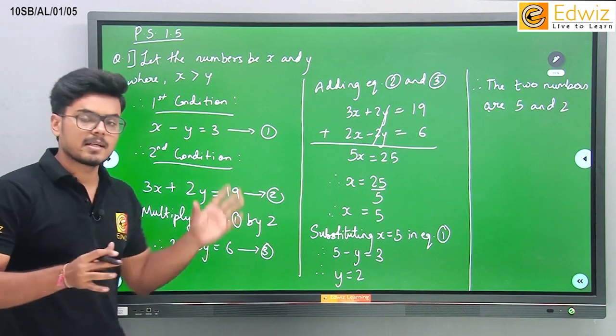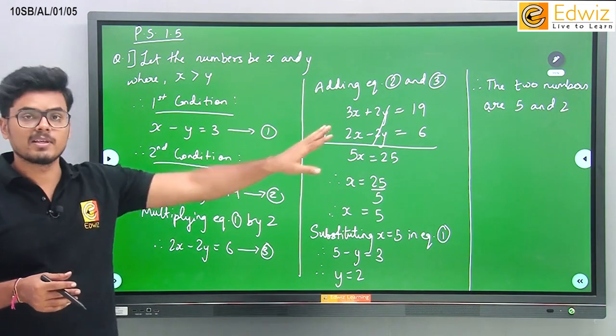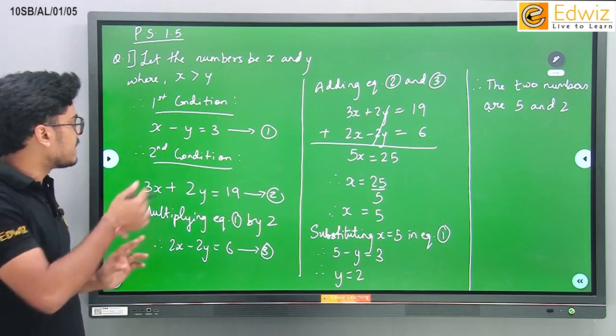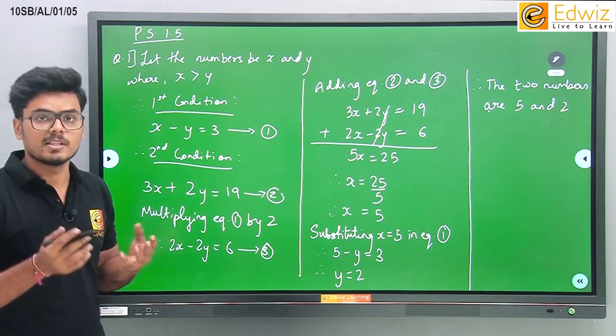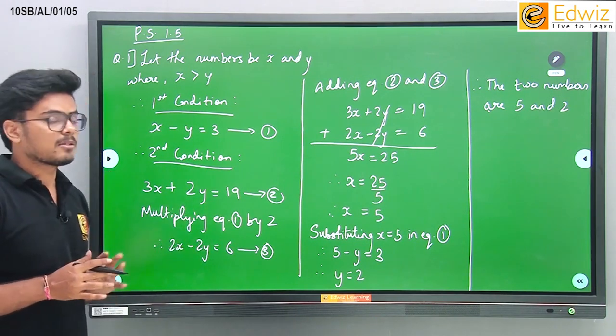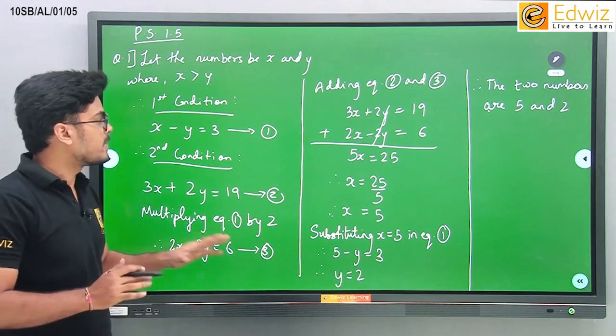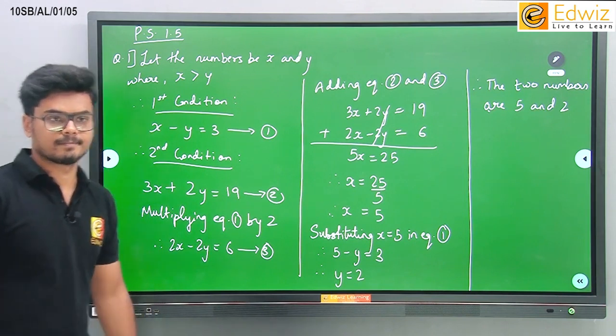Now you can verify the conditions also for these two values. The difference should be 3. 5 and 2, the difference is 3, and 3 times 5 plus 2 times y, मतलब 15 plus 4, it should be 19, which is equal to 19 only. ठीक है, so this is the solution of the first word problem. So please make a note of this. I'll wait for 2 minutes, then we will conclude the session.